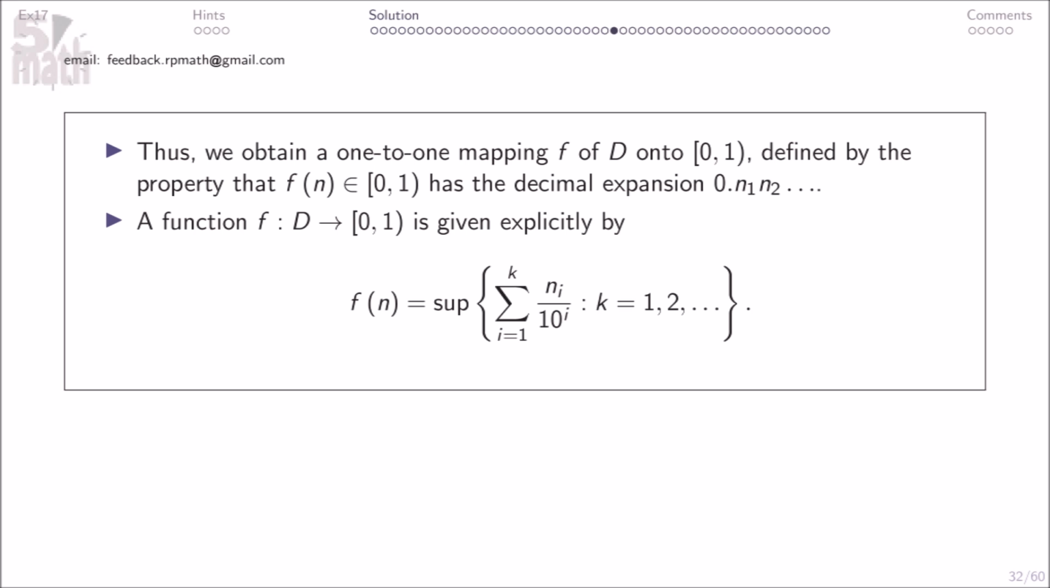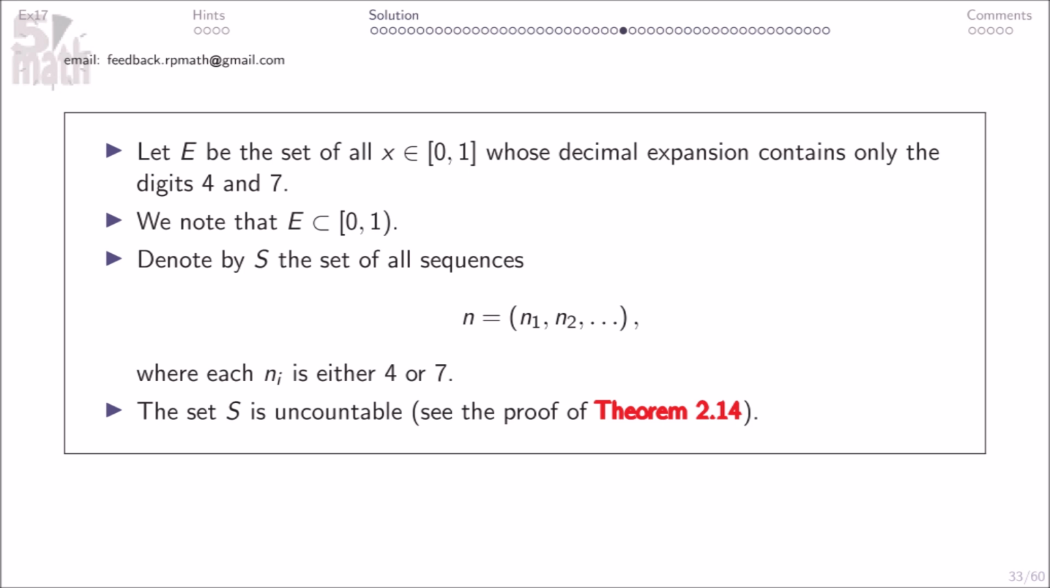Thus we obtain a one-to-one mapping f of D onto here, defined by the property that f of n has the decimal expansion here. A function f is given explicitly by f of n equals the supremum of this. Let E be the set of all x in here, whose decimal expansion contains only the digits 4 and 7. We note that E is a subset of this. Denote by S the set of all sequences n, where each n_i is either 4 or 7. The set S is uncountable. See the proof of Theorem 214.